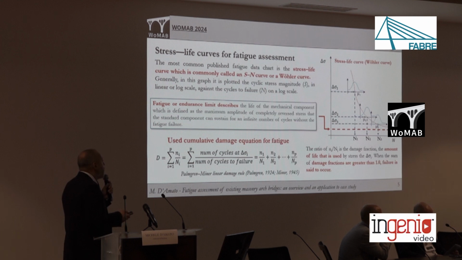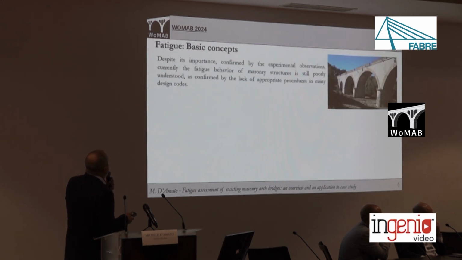For measuring how far we are from fatigue failure, the literature usually uses the Palmgren-Miner linear damage rule. It is defined as the ratio of the number of cycles applied over the number of cycles corresponding to fatigue failure for the alternating load considered. This is a fraction, and it expresses the amount of life used by the fluctuation imposed. When the sum of the damage fractions is greater than or equal to 1, we conventionally say that fatigue failure occurred.